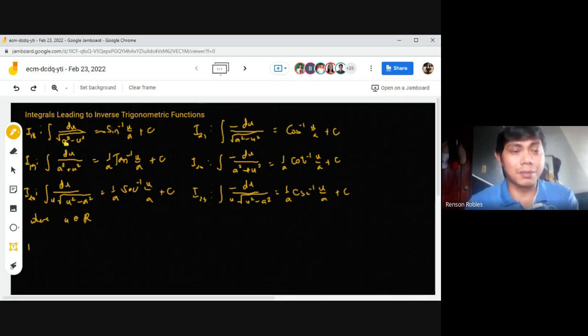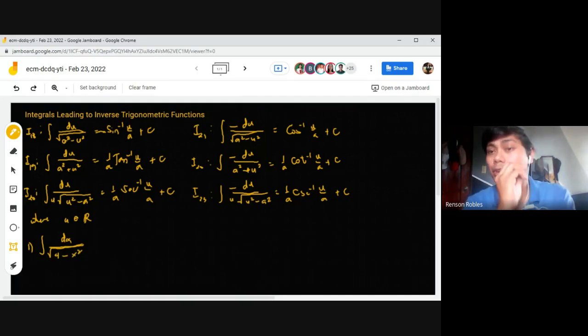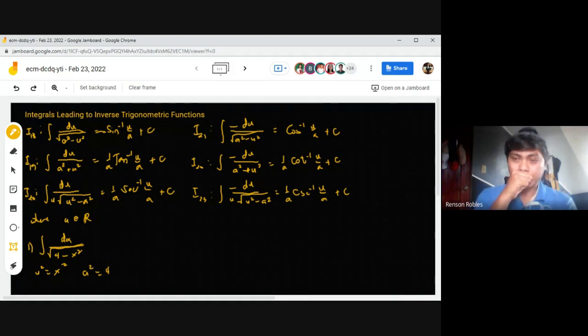Okay. For some examples, let's take a look at the integral of dx all over the square root of 4 minus x squared. So what you are going to do is look for your u squared and your a squared. Let u squared be the variable expression, where a squared is the constant term. That would be x squared, and then a squared, obviously, there's no other term other than 4, so that would be your a squared.